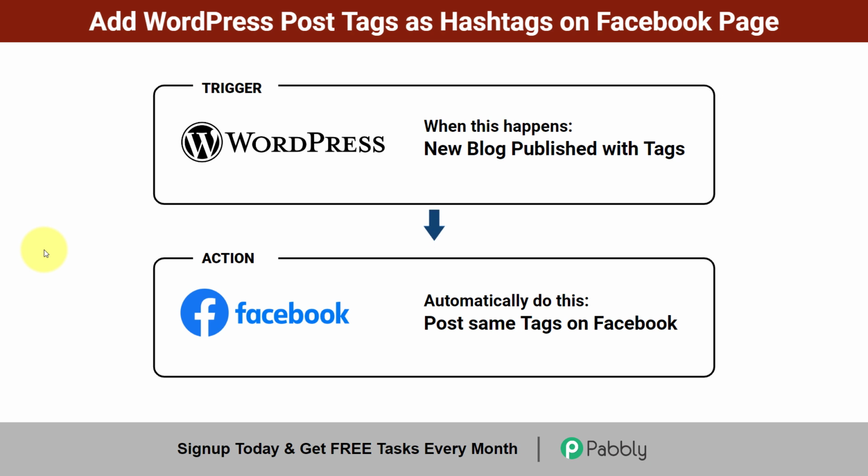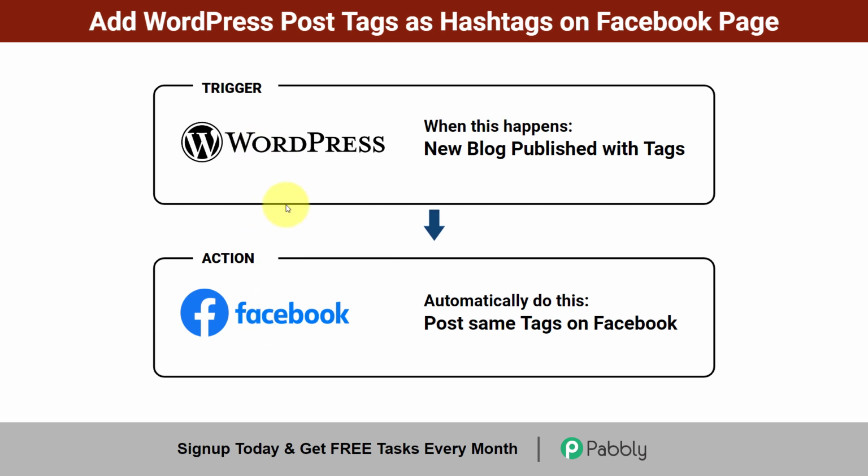This video is really useful for the people who always post something on their WordPress website as well as on their social media account like Facebook, because here I'll show you how to add your WordPress post tags as hashtags on Facebook page also automatically. So whenever you publish a new blog on WordPress along with some tags, the same tags will be posted automatically on your Facebook account as well.